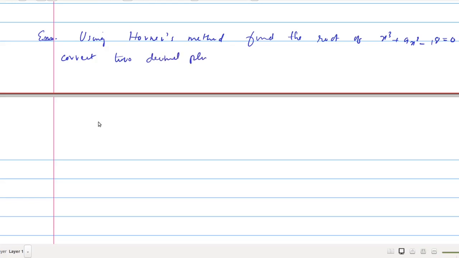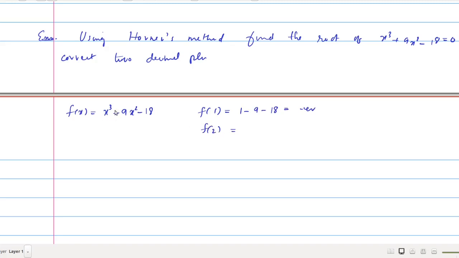Okay, so first you write what is f of x. F of x is x cube plus 9x square minus 18. Then you just evaluate two consecutive integers between which the root of this equation lies. We can evaluate f of 1 first. F of 1 is 1 plus 9 minus 18, so that is negative. This is a negative value.